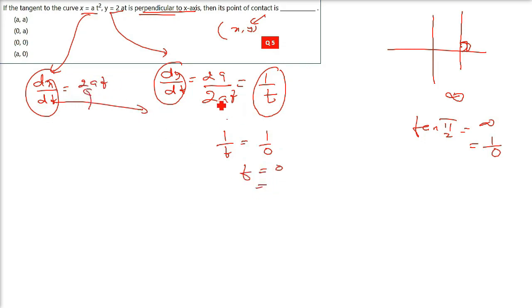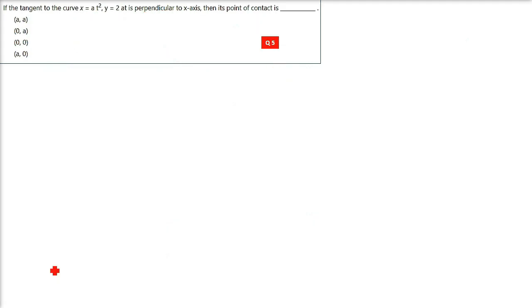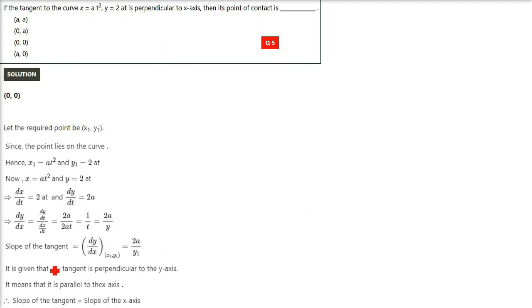Now put it in both of these, because x and y are already known to us. x is equal to at square, y is equal to 2at. When you put t equals 0, x is 0 and y is 0. So the point is (0, 0), which is the origin in the coordinate axes. Now this is the other way. You can solve it like this also.